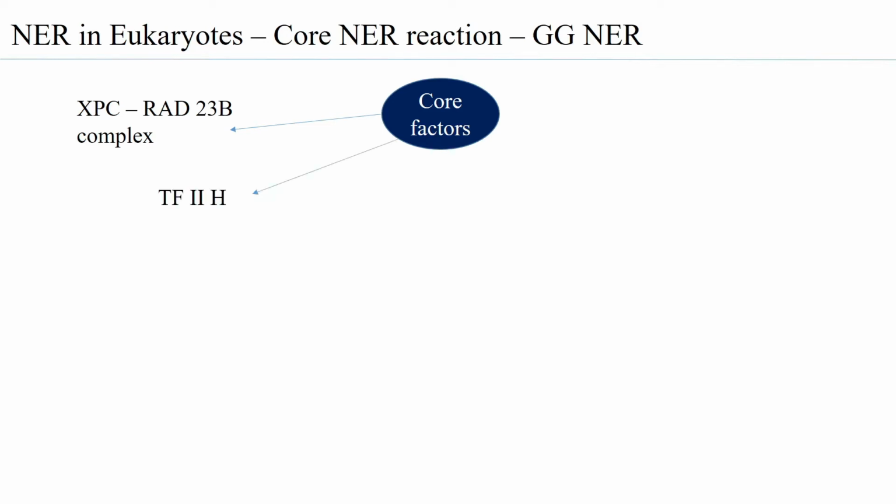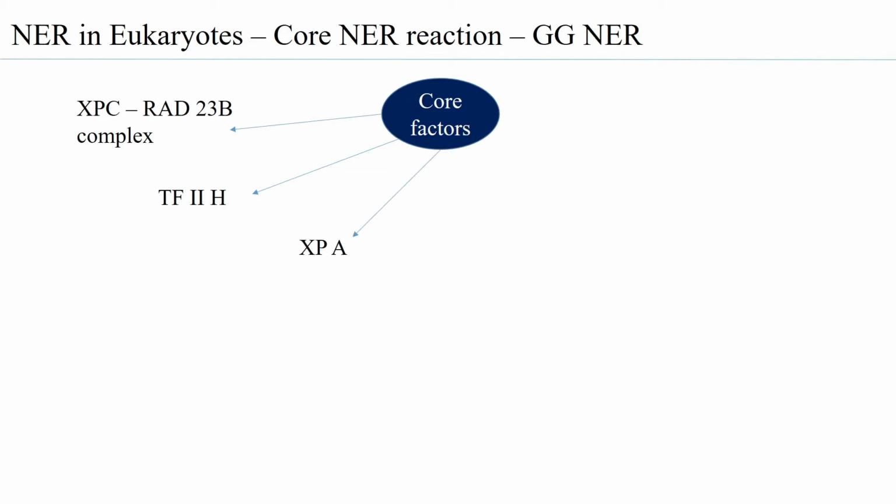Now, the next core factor of the NER reaction is transcription factor 2H, which is involved in the NER mechanism, but it is also part of the transcription process in eukaryotes. And what is interesting to note is that transcription factor 2H is a complex that is made up of 9 to 10 subunits. Of these, two major subunits present in the TF2H help in the NER process to a great extent. One also has the XPA.